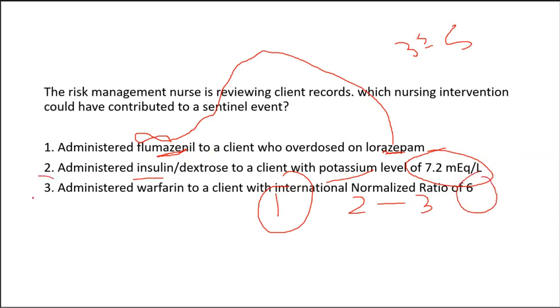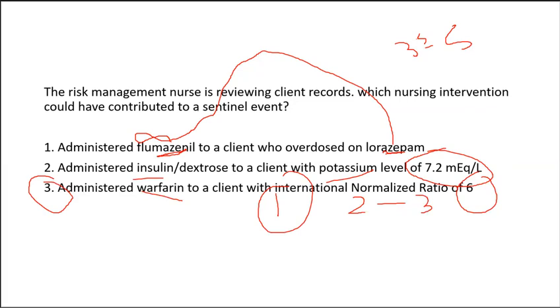So again, I will need to look at this because there's a risk of bleeding. Remember, the risk of bleeding increases as the INR level increases. So if the INR level is high, we don't want to give him warfarin, that could cause a sentinel event. Remember, warfarin is an anticoagulant. We'll give it for clients with atrial fibrillation, clients with deep venous thrombosis and pulmonary embolism, and clients with mechanical heart valve replacement surgery.